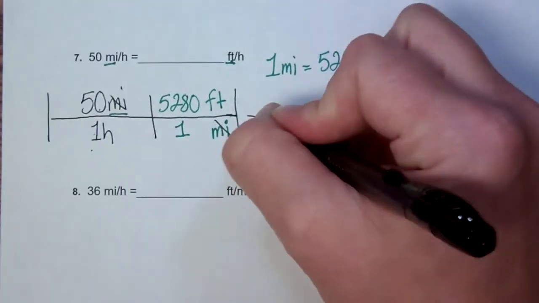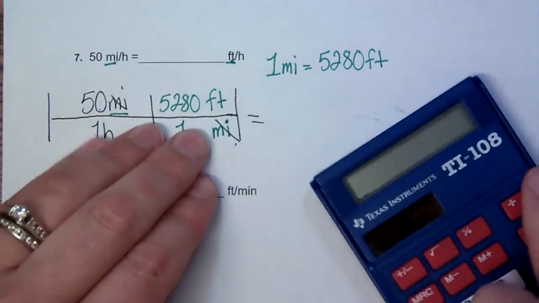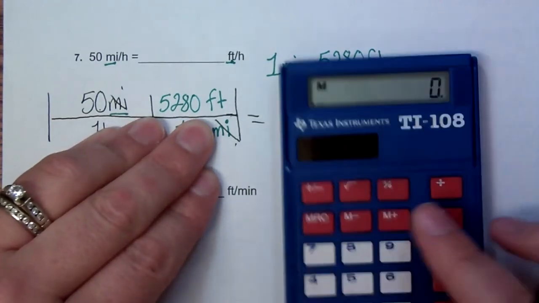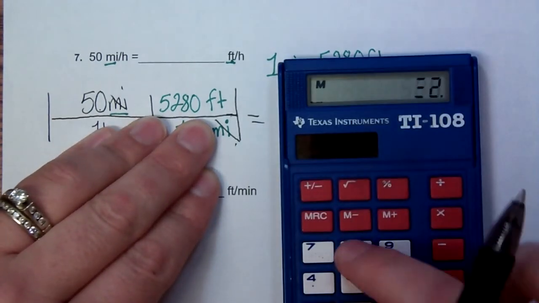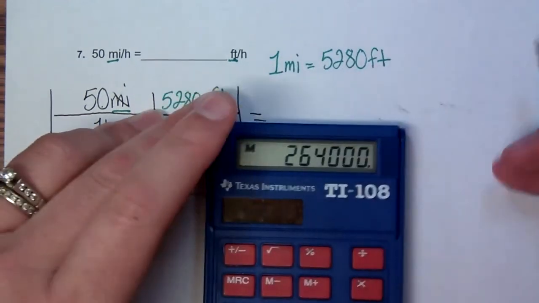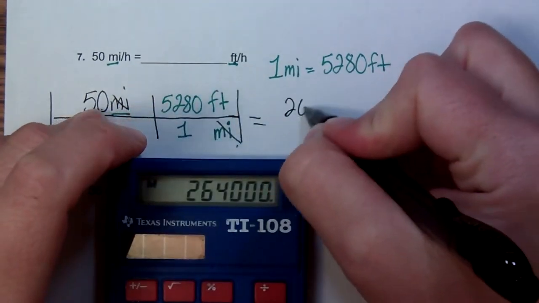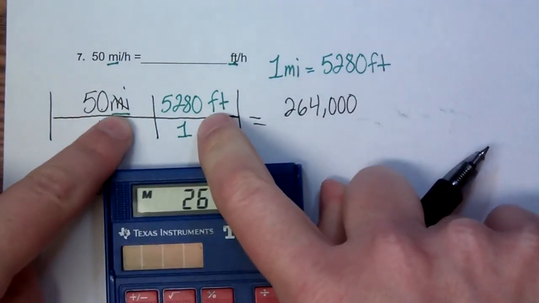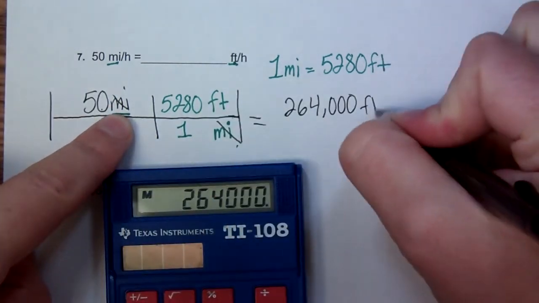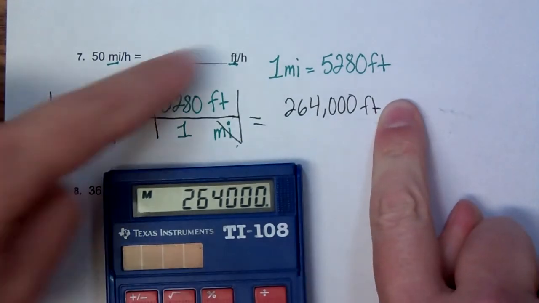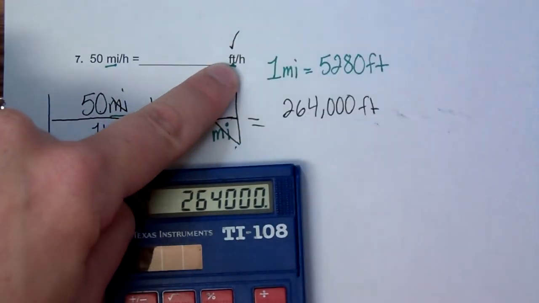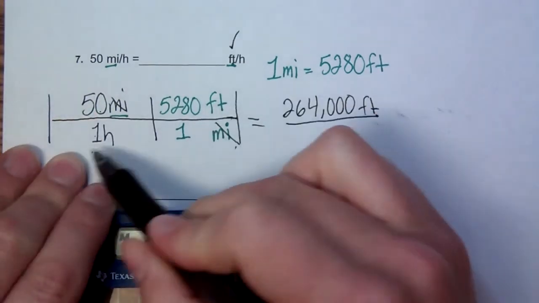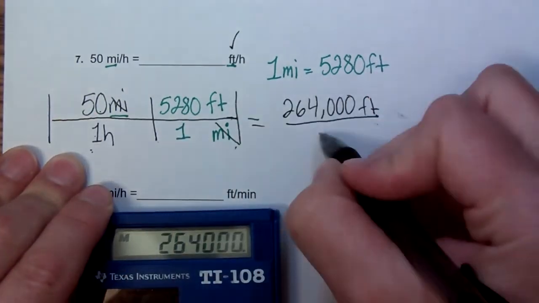Now I can go ahead and multiply across. So I'm going to multiply the numbers in the numerator. 50 times 5,280. That's going to give me this number, 264,000. And what unit do I have left in the numerator? Feet are the only thing that are not marked out. And that's good, because look, feet in my numerator, I need feet in my numerator here. That's great. And the denominator I'm going to multiply as well. But because I have 1 times 1 is just 1.